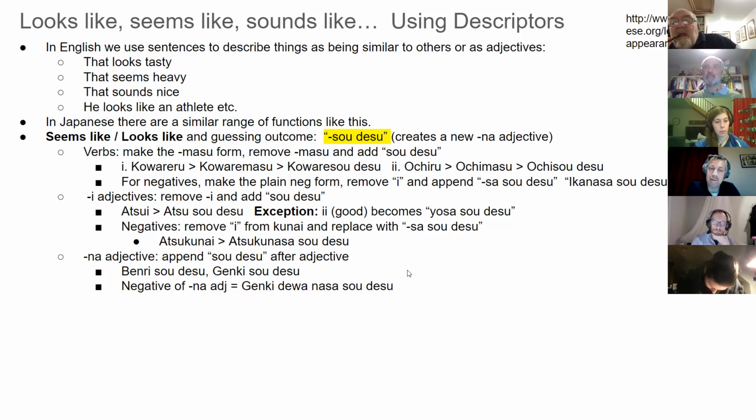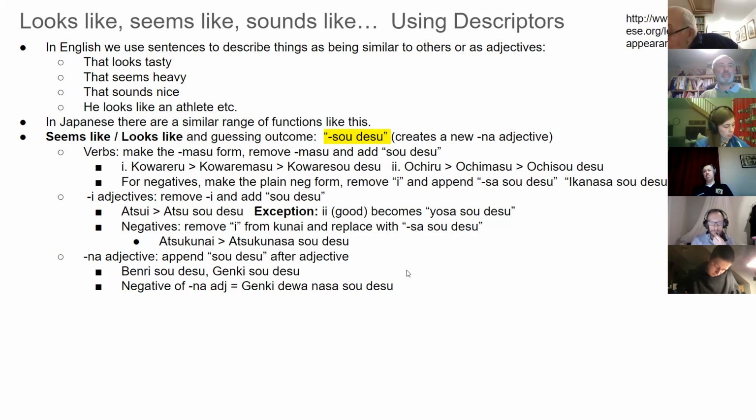Feels like there's lots to remember. What I would say, to help you memorize this form, is that what's basically happening is the "sou desu" is being inserted inside the normal way of saying that verb or that noun. It's kind of interjecting itself in there, forcing its way inside the normal statement.